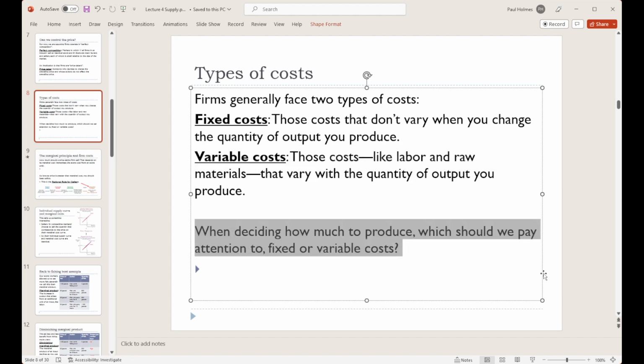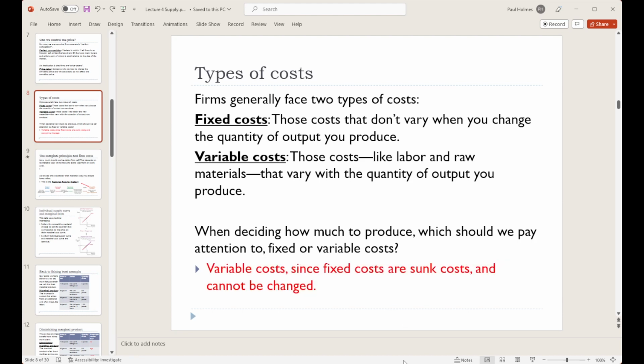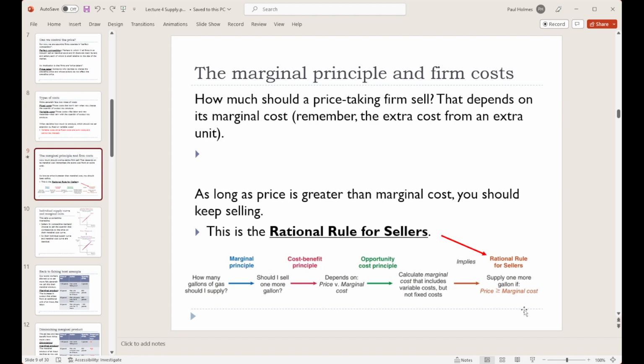So now, quick question, as we're deciding how much to produce, which of these should we be paying attention to? The fixed costs or the variable costs? Well, if you think about this, those fixed costs aren't able to change as we produce more or less output. That is, we have to pay those regardless of what we do. They aren't affected by the decision of how much to produce. The only thing that is affected is these variable costs. And so that's what we should pay attention to as we're deciding how much to produce.